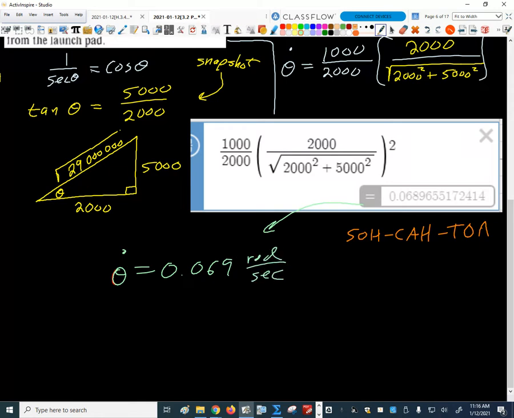Radians per second. And radian is really unitless. It's not even technically a unit, but it tells us how we represented those angles in radians. Okay?